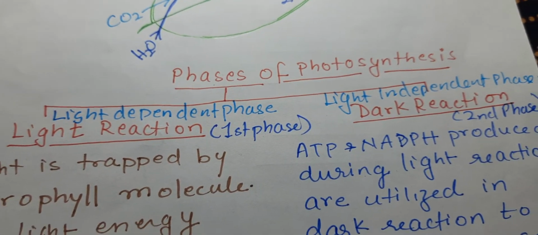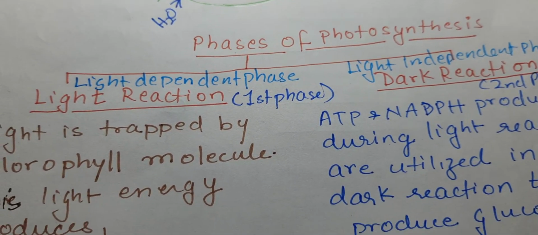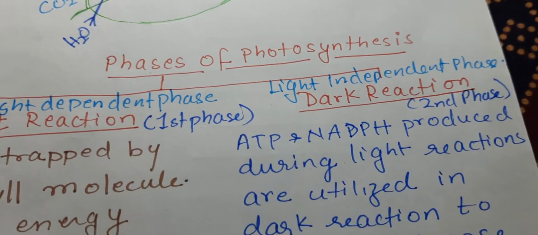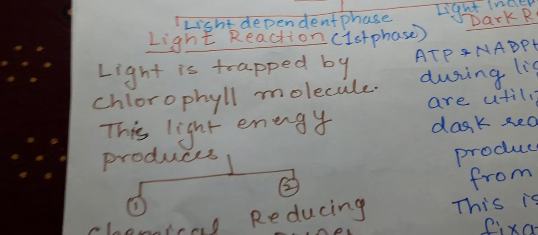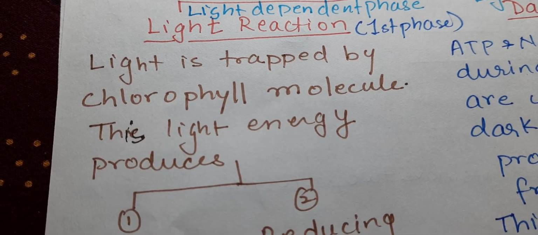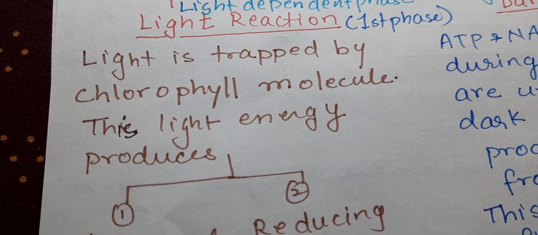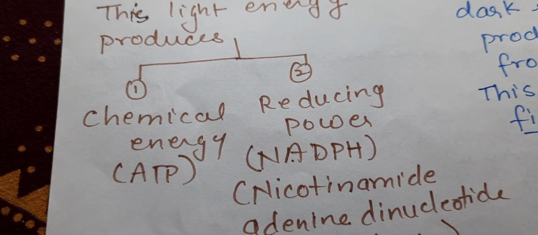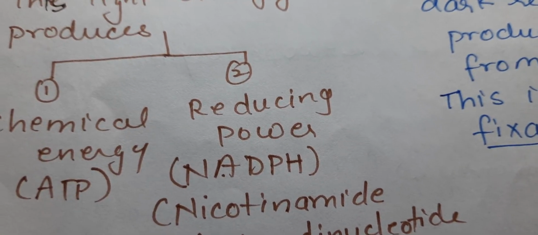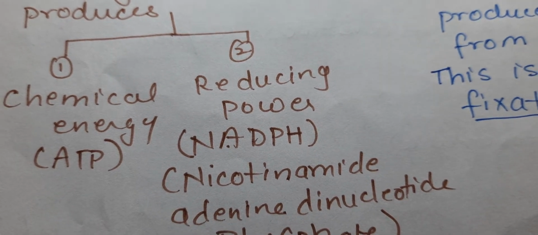Now, to be very precise, photosynthesis is divided into two phases. One is the light dependent phase called light reaction, and another one is the light independent phase called dark reaction. In the first phase, the light is trapped by chlorophyll molecules, and this light energy produces two different things. First is the chemical energy, that is ATP. Second is NADP, which is known as reducing power.